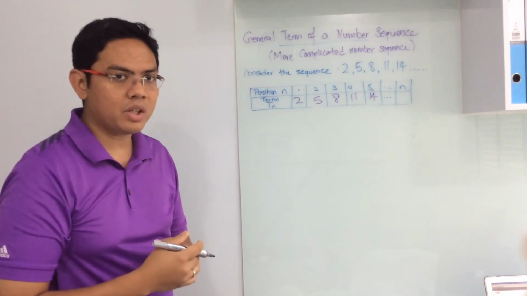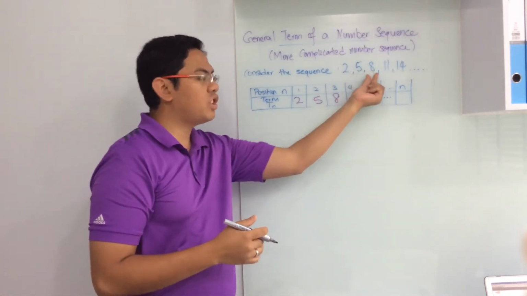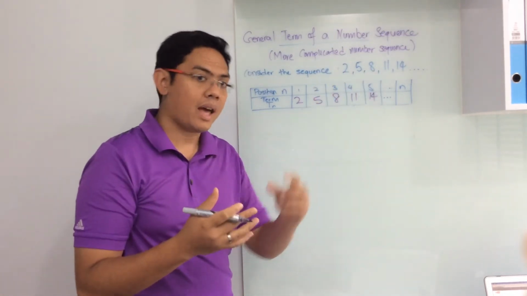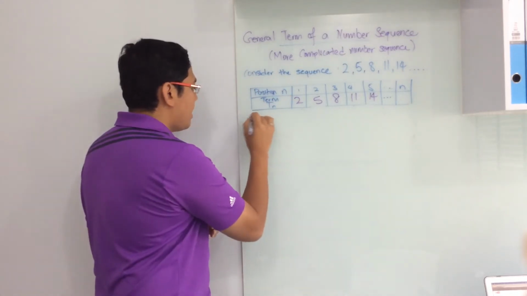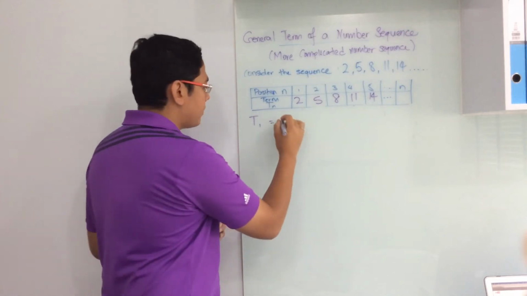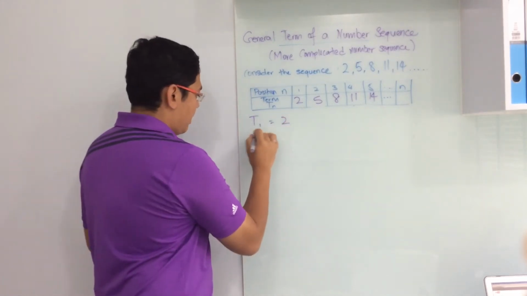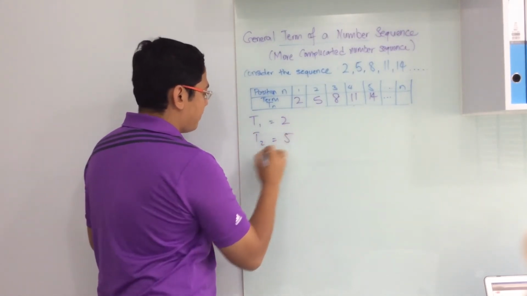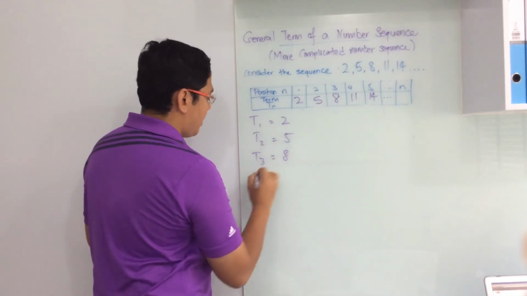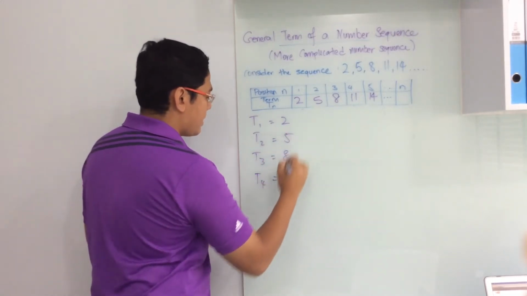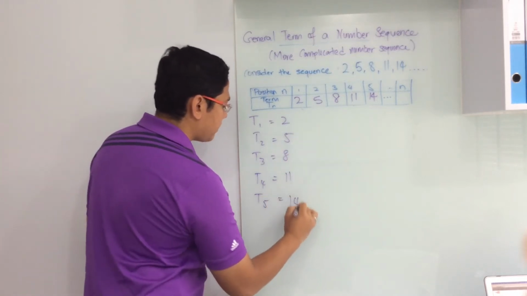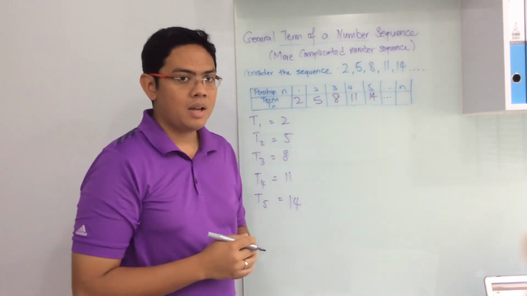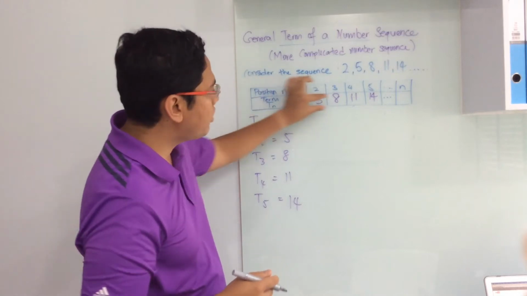As from the previous video, we describe each term as capital T and a small number, meaning the position of the number. So in this case, T1 refers to 2, T2 refers to 5, T3 is 8, T4 is 11, T5 is 14. Next step, let's look at this term Tn row.